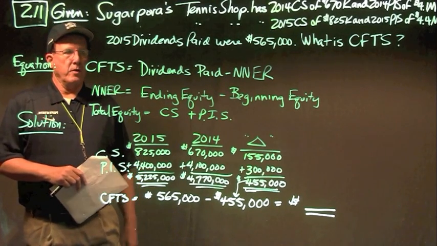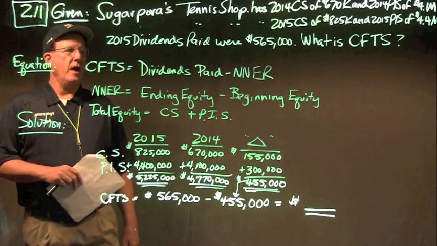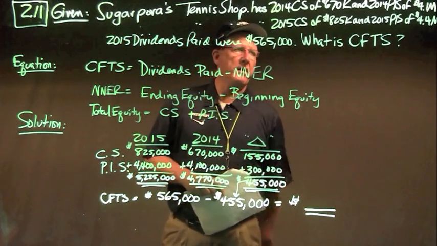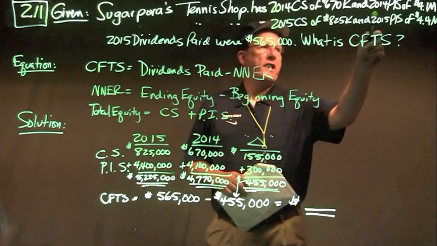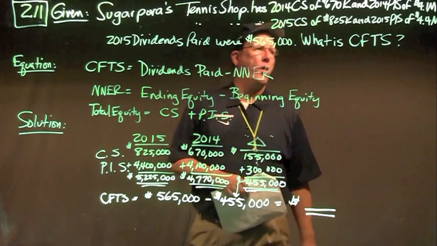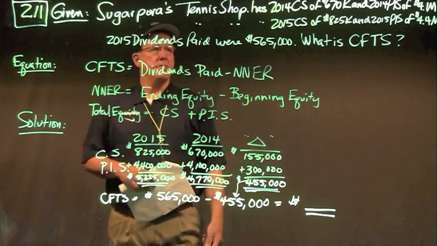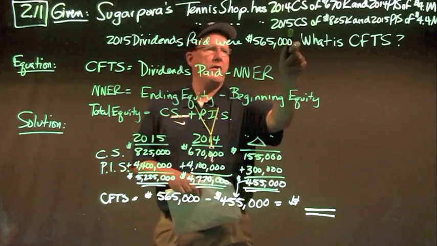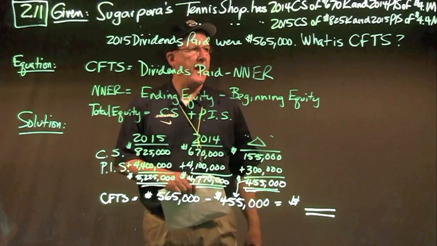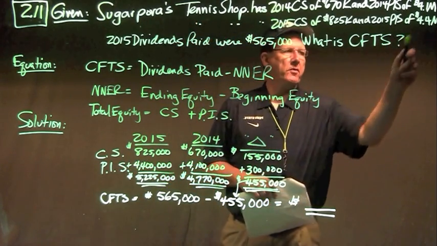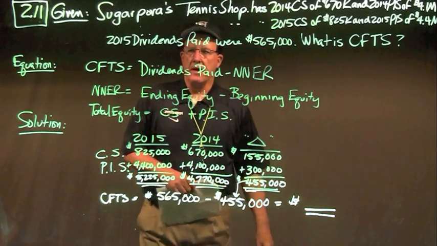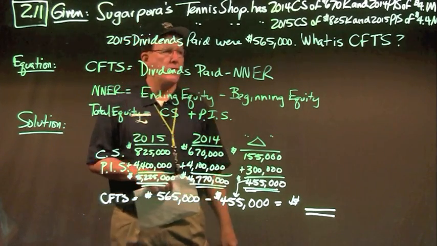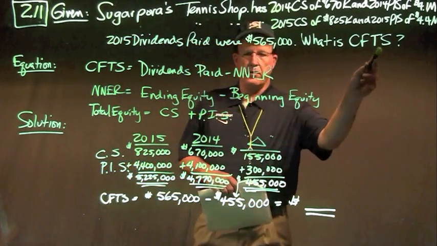In problem number 11, we're sticking with Sugar Pova's Tennis Shop. They have 2014 common stock of $670,000 and 2014 paid in surplus of $4.1 million. And those are your beginning values, ending up with 2015 common stock of $825K and 2015 paid in surplus of $4.4 million. 2015 dividends paid were $565,000. What is the cash flow that went out to stockholders? That's what we're solving for.